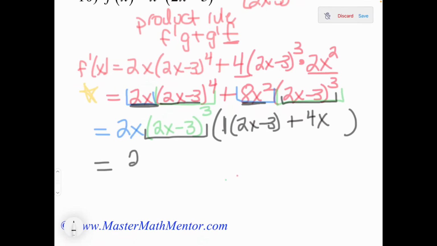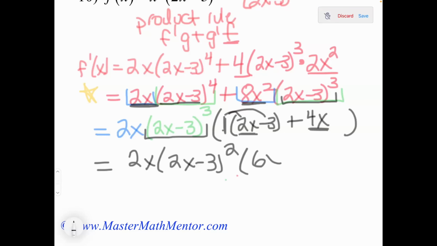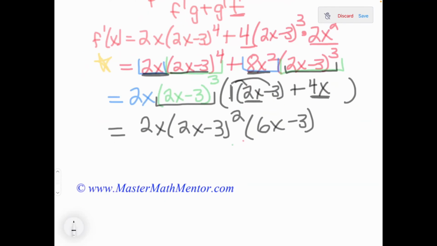So we get 2x times 2x minus 3 squared. And then on the inside here, if this wasn't a 1, we could distribute it. But since it's a 1, it really doesn't matter. And then the 2x and the 4x we can combine into like terms, and that's 6x minus 3. And it looks like we're almost done. It looks like we should be done.